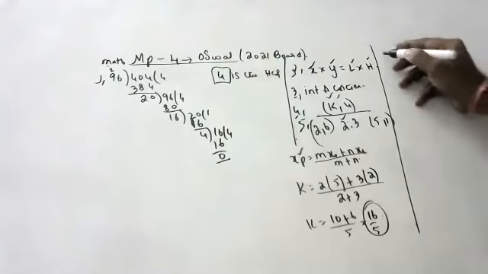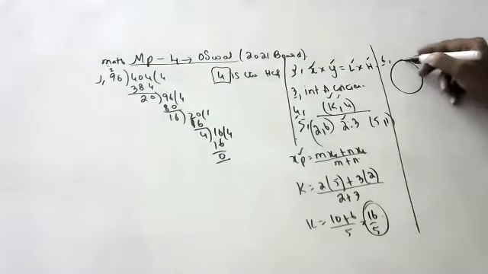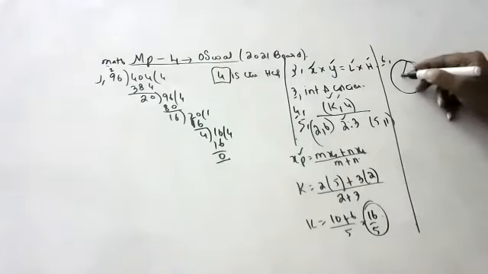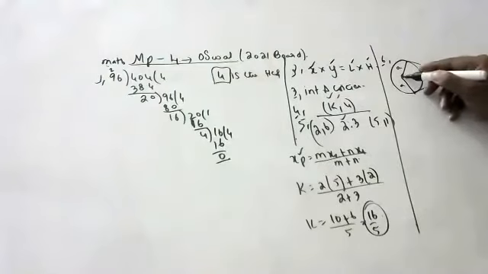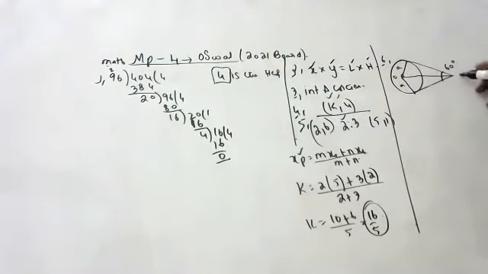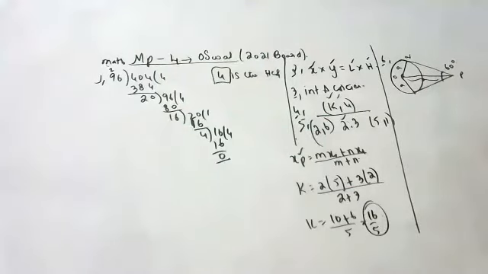Okay. Next question. Sixth question. The angle between two tangents drawn from an external point to a circle of radius A is 60 degrees. Children, there are two tangents, and this is 60 degrees. The question is, what is the length of the tangent? This is O, this is P, this is Q. What is the length of OP, children?